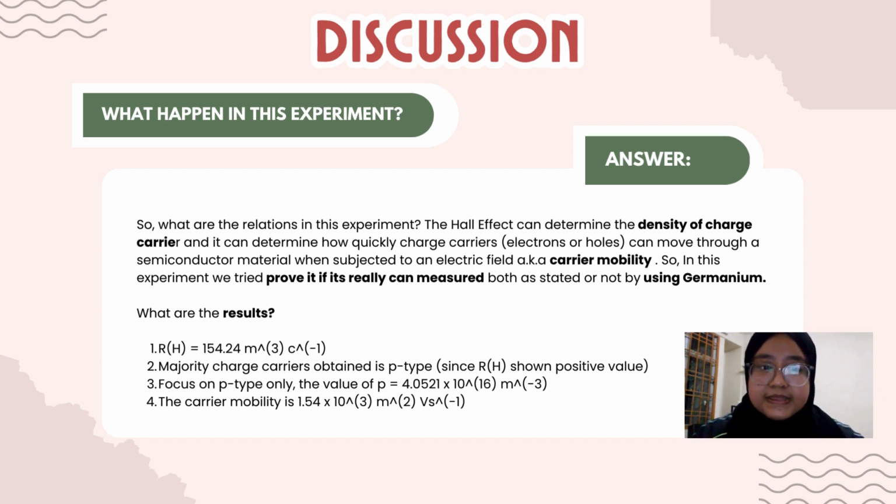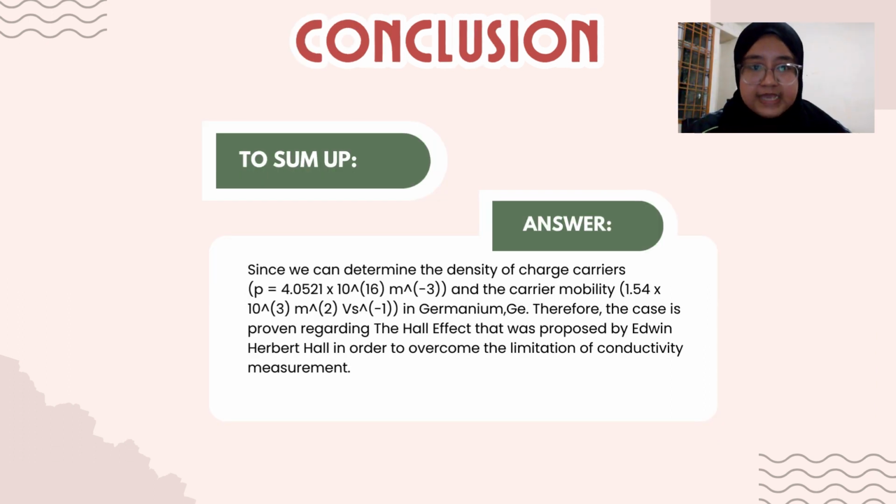The P type value we obtain is as stated here, and the carrier mobility is also here, as you can see. To sum up, since we can determine the density of charge carrier for P type, and the carrier mobility for P type in germanium, the case is proven regarding the Hall effect that was proposed by Edwin Herbert Hall in order to overcome the limitation of conductivity measurement.